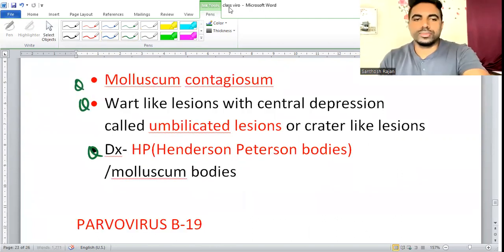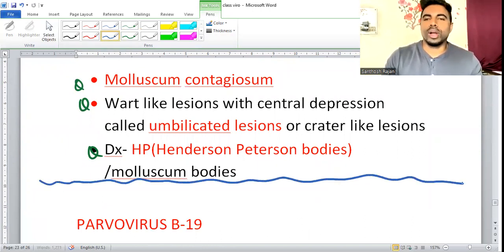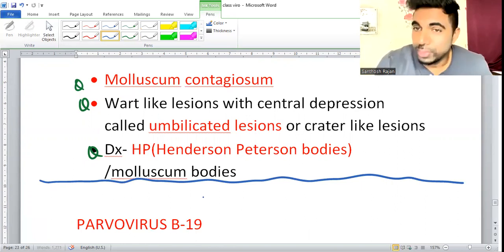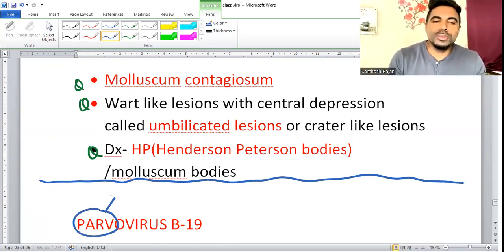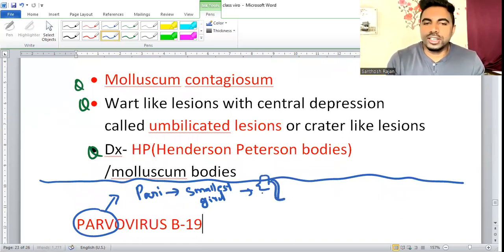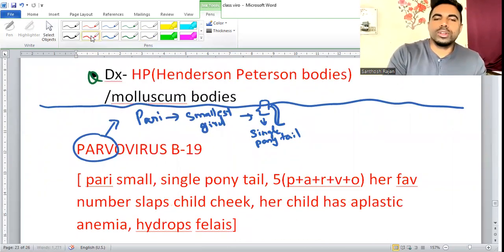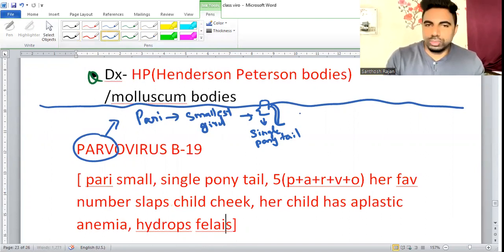Now, another interesting one, I love parvovirus. Parvovirus is one of my favorites. Why? It's easy to remember, and you will not make mistakes. What do you have to remember? When you talk about parvo, please remember this one girl called Pari. That's enough. Pari, the smallest girl. First one. And number two, she's very pretty, and she has a single ponytail. I think you're already imagining what I'm going to say. Single ponytail, the smallest girl, single ponytail.